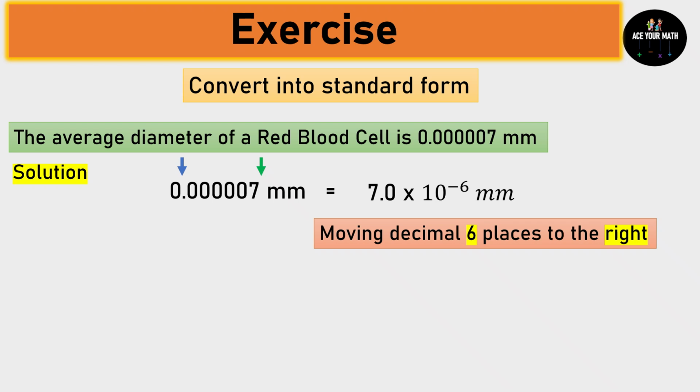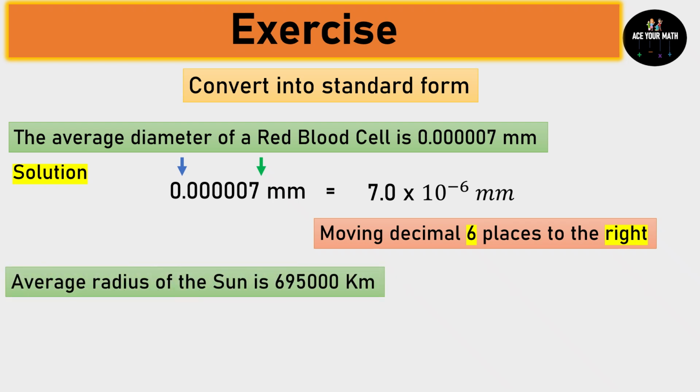Now see the next question. The average radius of the Sun is 695,000 kilometer. Now convert this into standard form. So again, you will put a decimal here. You will assume that there is a decimal at the end.